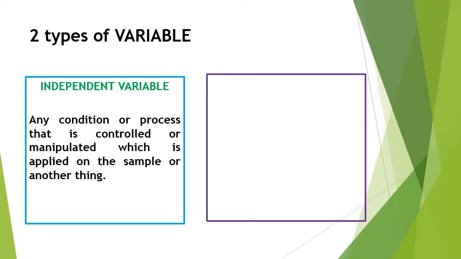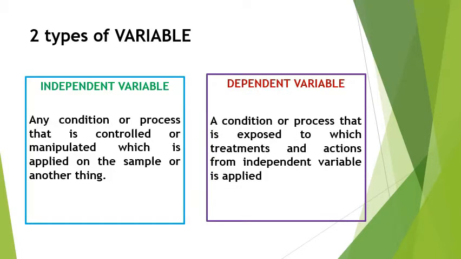In all instances, the independent variable is controlled and applied on the sample. The coexisting concept of the independent variable is the dependent variable. The dependent variable is the process or condition which is exposed to the treatments and actions from the independent variable applied.